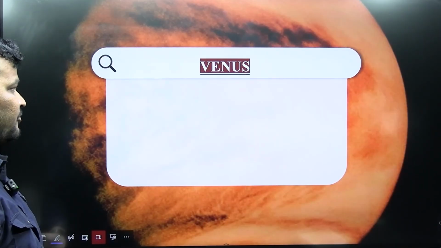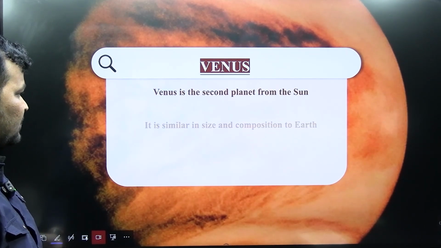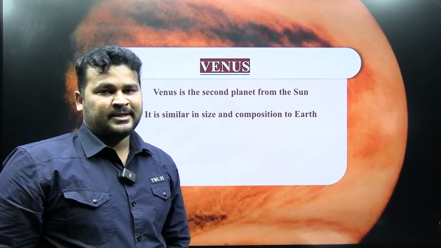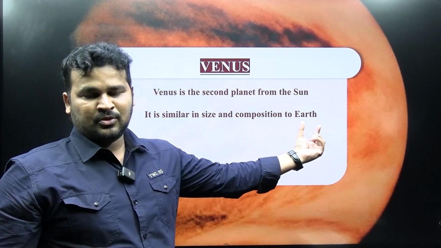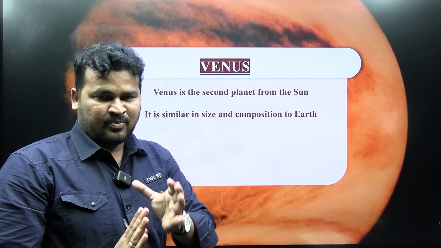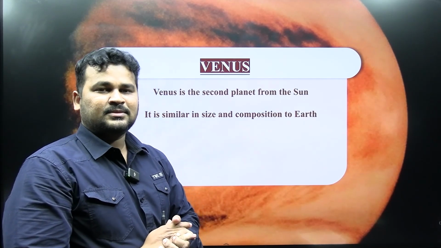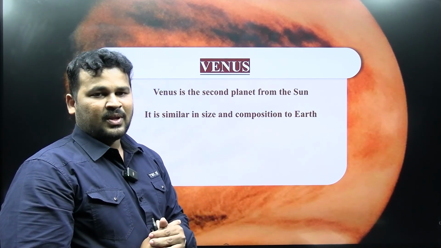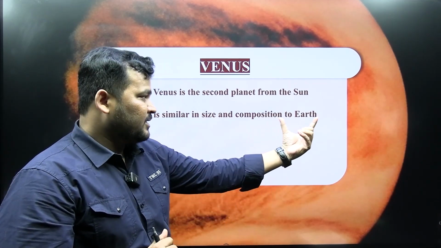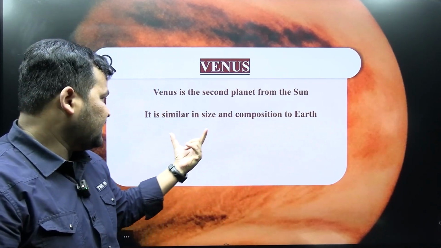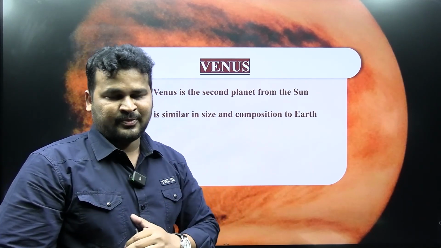Then, one more thing: Venus. Venus is the second planet from the Sun. It is similar in size and composition to Earth. That's why, please remember, Venus is regarded as the twin, brother or sister of the Earth. What might be the reason? It has similar size and composition, but not atmosphere.